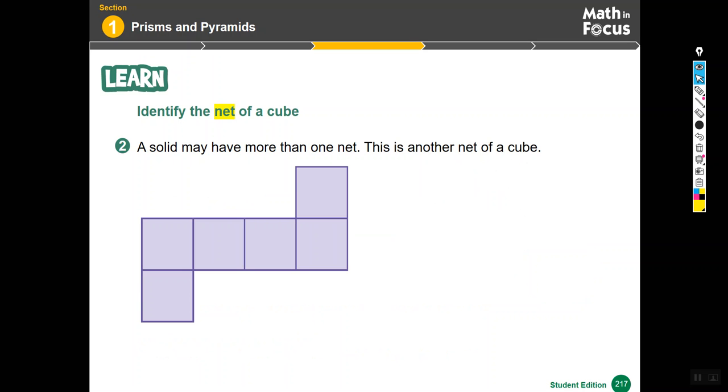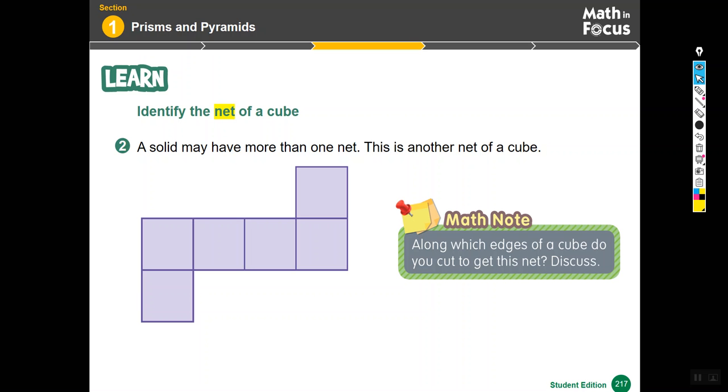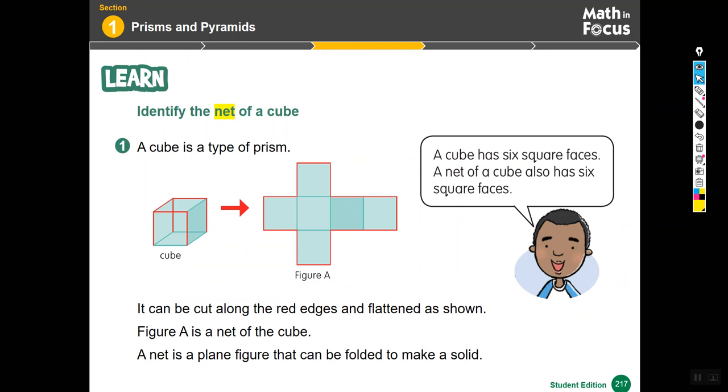A solid may have more than one net. This is another net of a cube. So the net doesn't always have to look the same. Which edges of a cube would you cut to get this net? Think of it as the square tissue box. How would you need to cut that to make it look like this when it was folded out? It definitely would be different than the way you cut the other one, right?